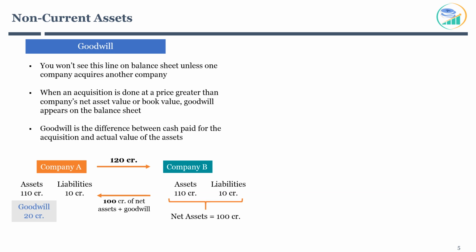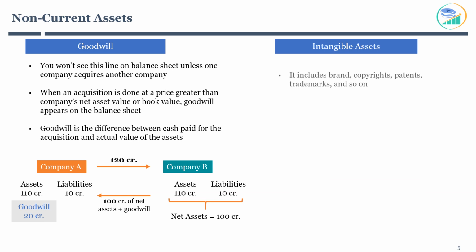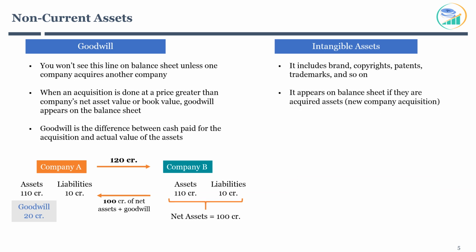When you see large goodwill on a balance sheet, please remember in reality goodwill means nothing. You should always remove assets related to goodwill during company valuation. The other non-current asset is intangible assets. It includes brand, copyrights, patents, trademarks, and so on. It appears on the balance sheet only if they are acquired assets. This means when one company acquires assets of another company.